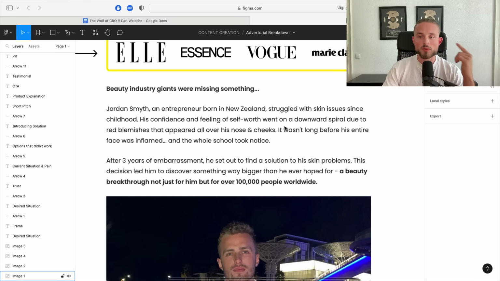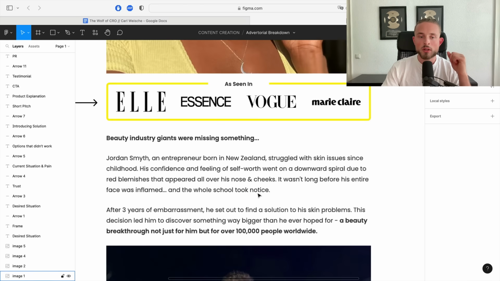Confidence and self-worth went on a downward spiral, with red blemishes appearing all over his nose and cheeks, and his whole face inflamed, and the whole school took notice, right? So here we talk about the embarrassment. After 3 years of embarrassment, he set out to find a solution to his skin problems.